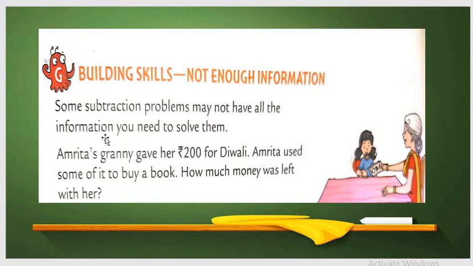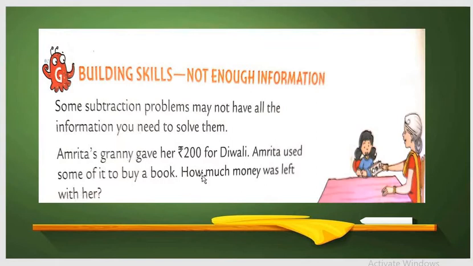Okay, Amrita's granny. She is Amrita and she is her granny. Amrita's granny gave her 200 rupees for Diwali. How many rupees did she give her? 200 rupees. Amrita used some of it to buy a book. How much money was left with her?